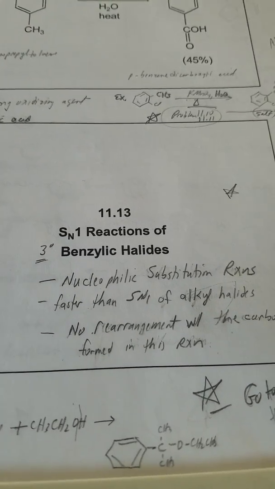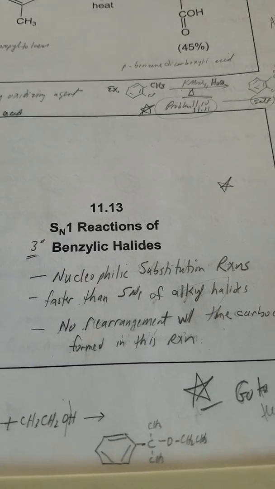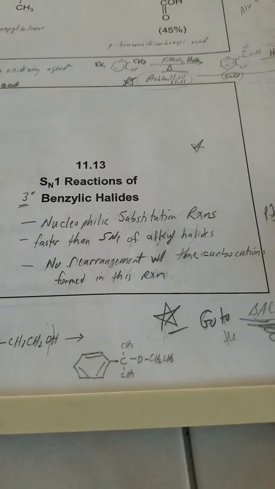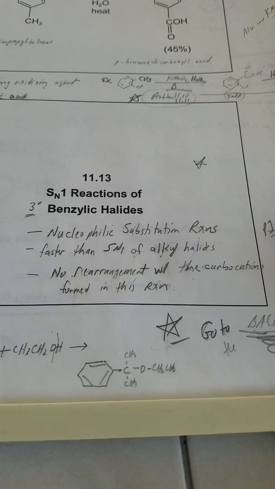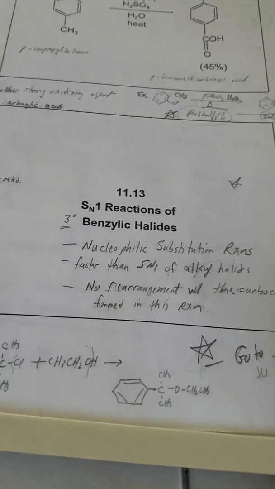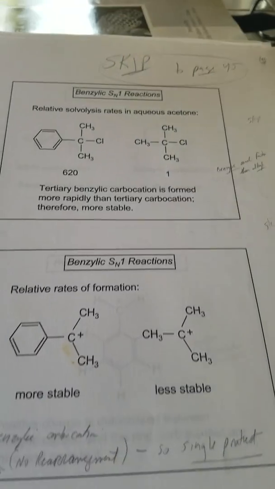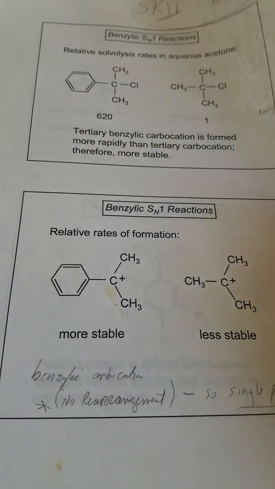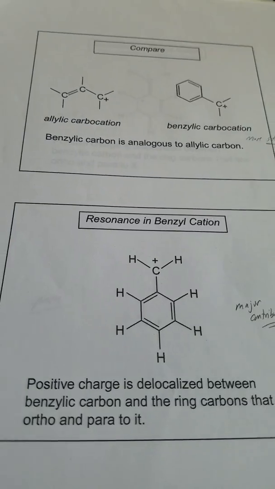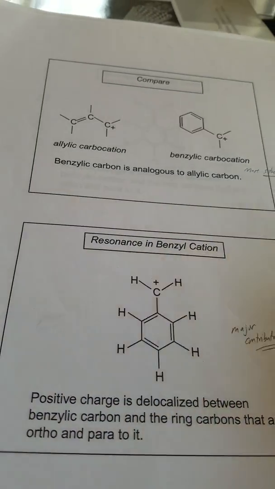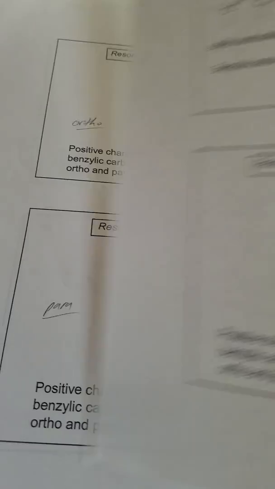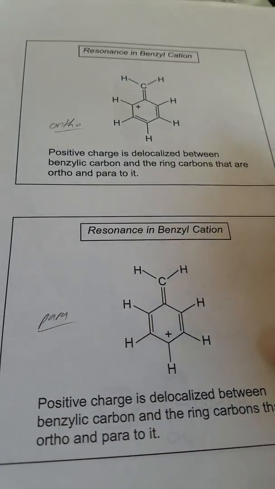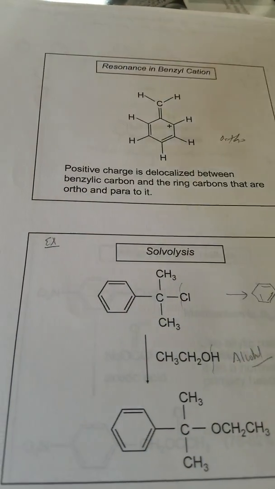Now the next thing we'll look at are SN1 reactions of the tertiary benzylic halides. These are nucleophilic reactions. There are no rearrangements in this particular type of reaction. So we're going to skip through a few of these things. We've got these PowerPoints. Again, just like we saw earlier, the benzylic carbocations are going to be ortho-para.